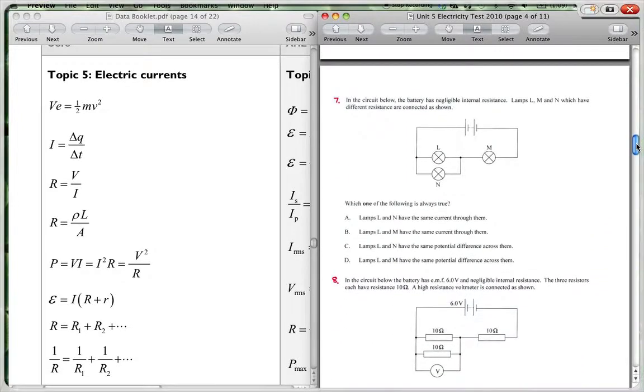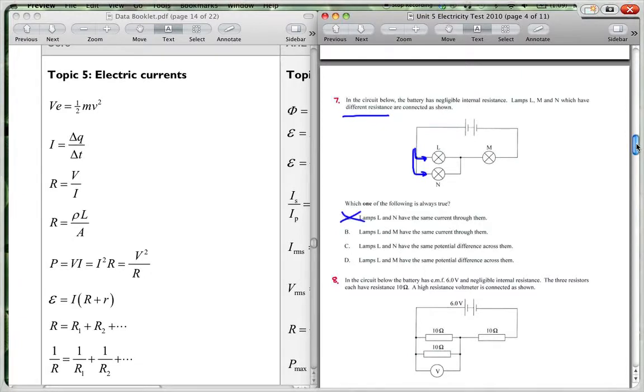Question 7. In the circuit below, the battery has negligible internal resistance. Lamps L, M, and N have different resistance, and are connected as shown. Which of the following is always true? Lamp L and N have the same current through them. Well, they wouldn't, because they've got different resistances. Depending on the one that's got the least resistance, that will have the most current going through. So that definitely is not correct.